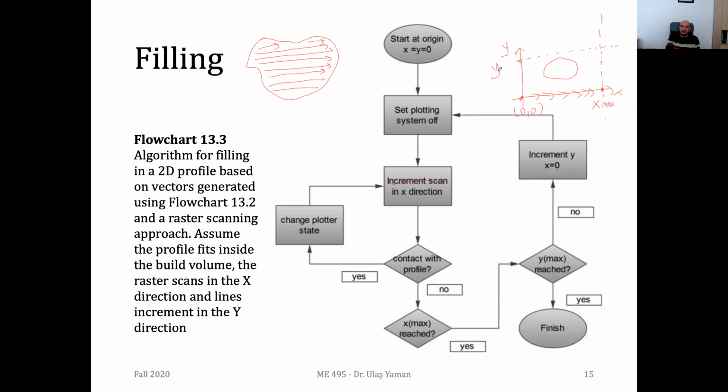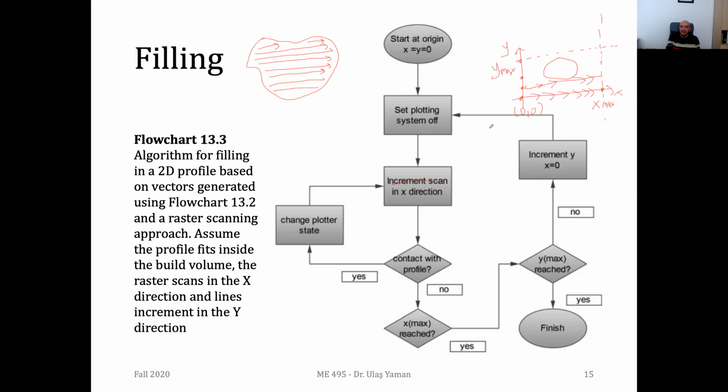And this point is Y max. Did I reach X max? Yes. Then I check whether I reached Y max. What is the answer to that question? No, I didn't reach Y max. So I make my X equal to 0, but increment Y. So I go to X equal to 0, but Y is incremented. Assume that this is here. So I do one more pass, but again I will have no contact, and I need to once again go back and increment Y. Assume that right now I am here.